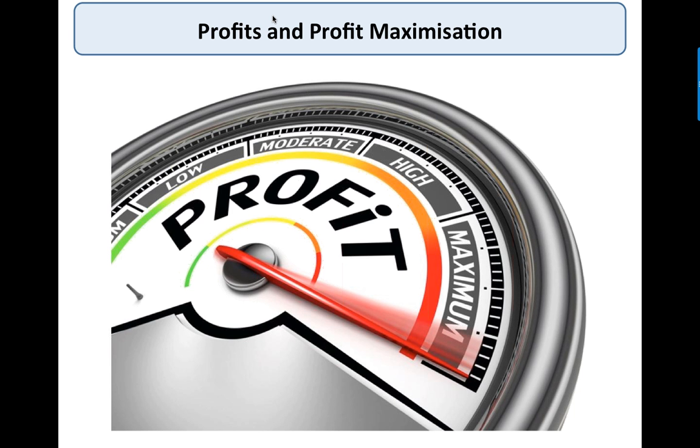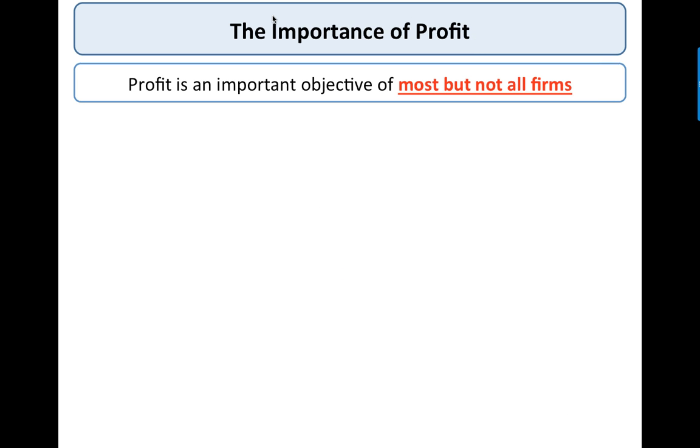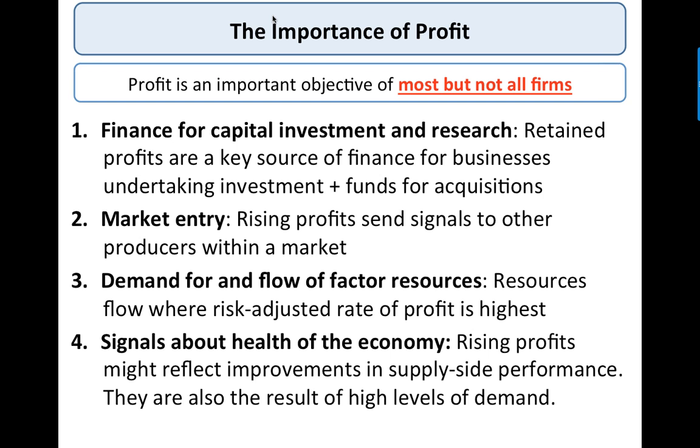But we're going to start with profit because it's important. It's important to understand the dynamics of profit and some of the key diagrams you're going to have to draw in your paper. I want to emphasize this point that profit is a key objective of businesses, but it's not always the most important objective. Why is profit important?